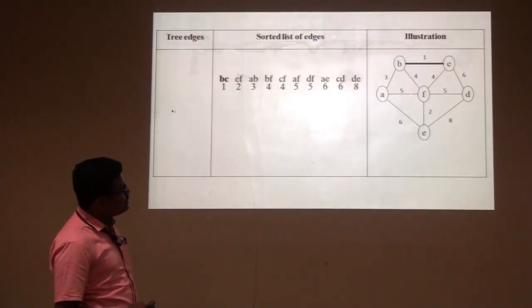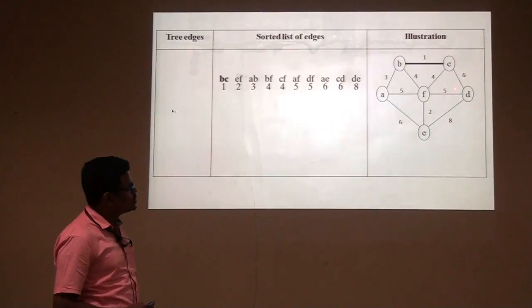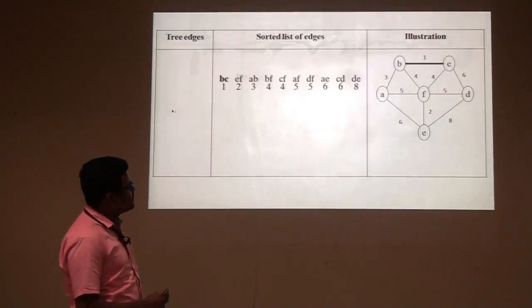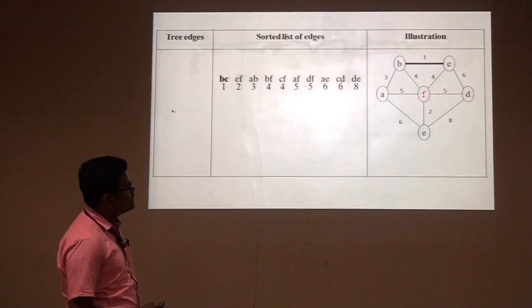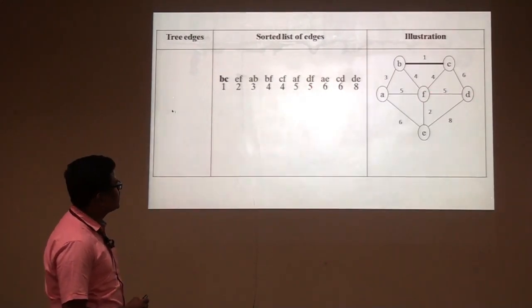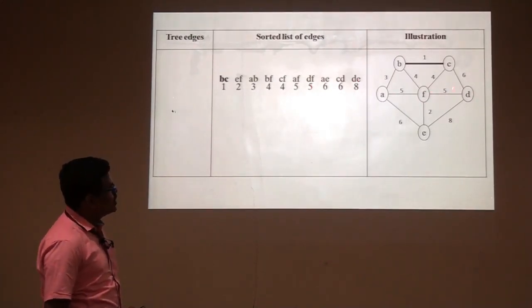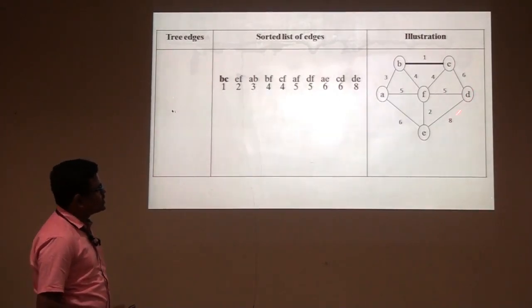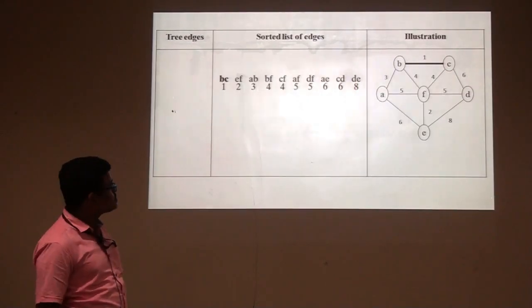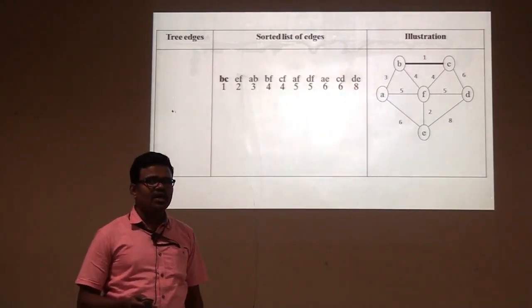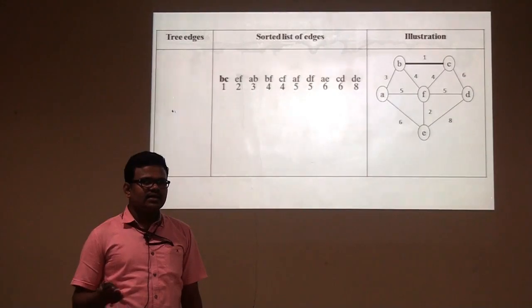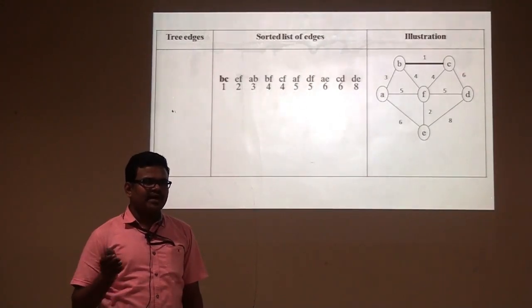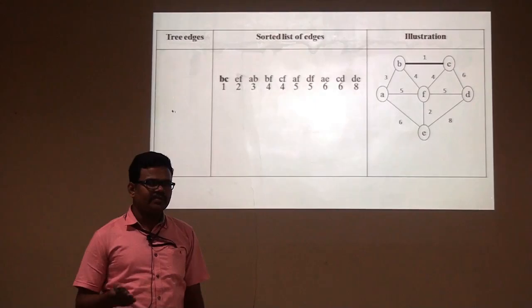Next we have the weight of 5 in two edges. The first is from A to F and the second is from D to F. So A to F is 5 and D to F is 5. The next higher cost is A to E and C to D with cost 6. The next higher cost is D to E with cost 8. From this we are going to find the subgraph, a non-cyclic graph, with minimum cost.